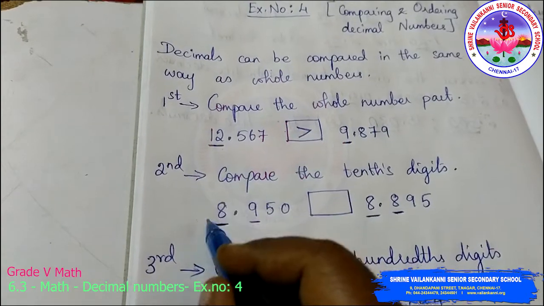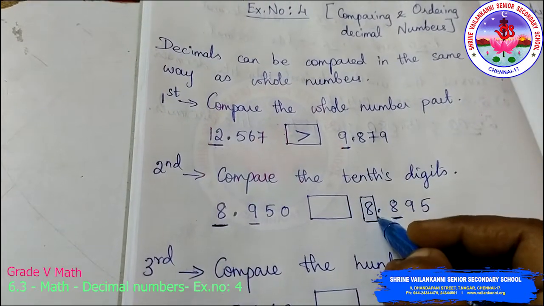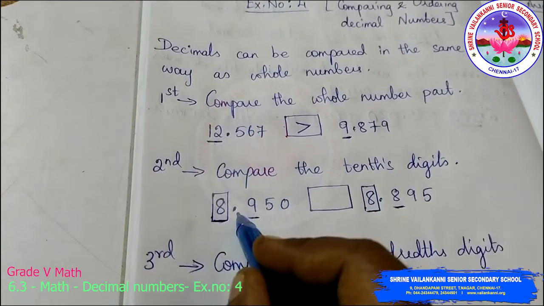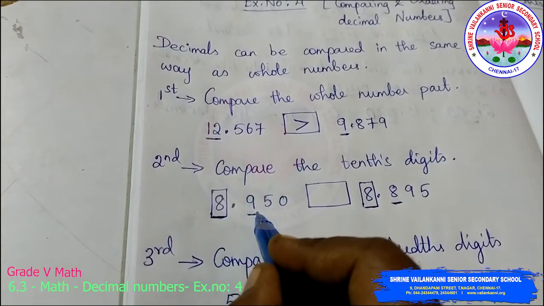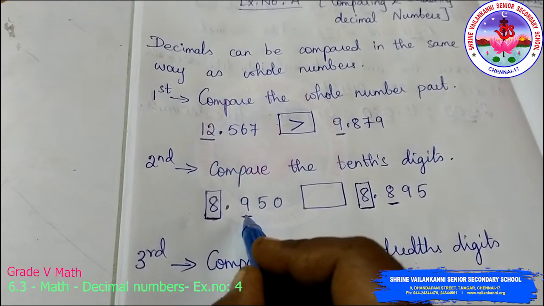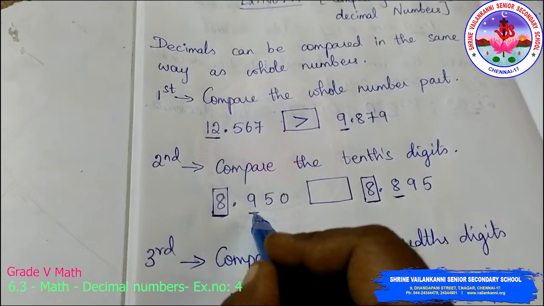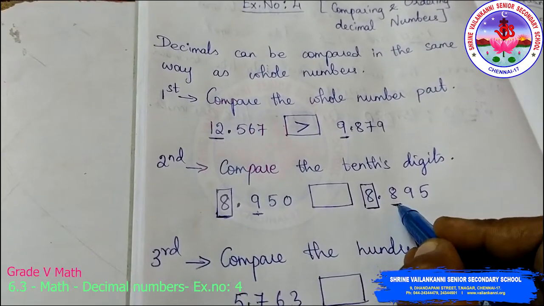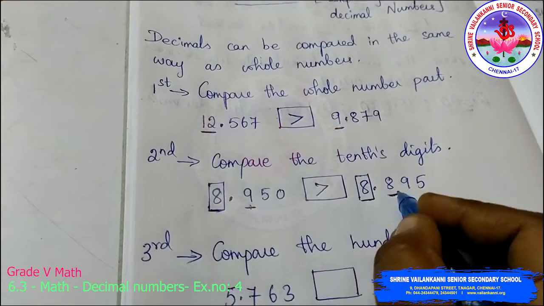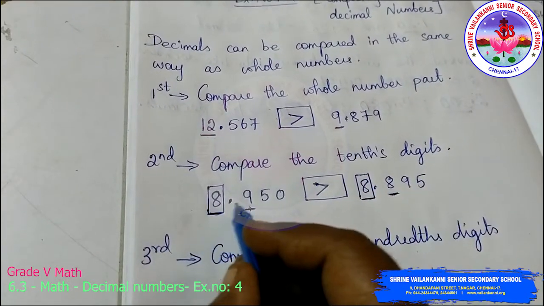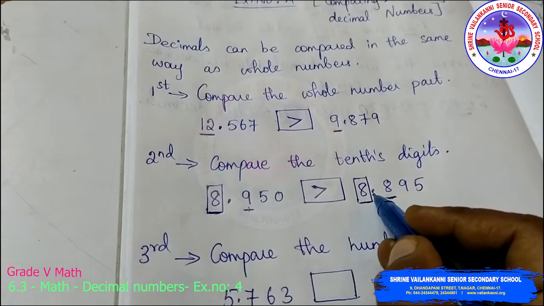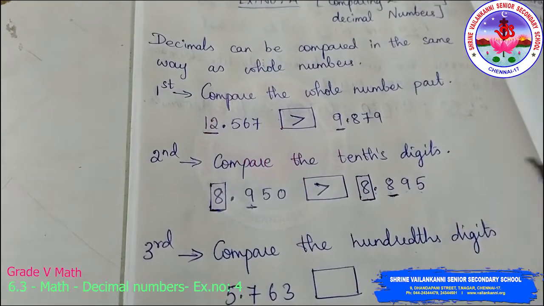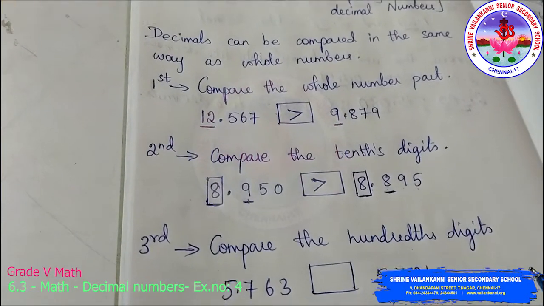When the whole numbers are similar, here 8 and 8, you compare after the decimal point. The first place value after the decimal is the tenths place value, so that place you have to compare. 9, 8. So 9 is greater than 8. So I am concluding that 8.950 is greater than 8.895.